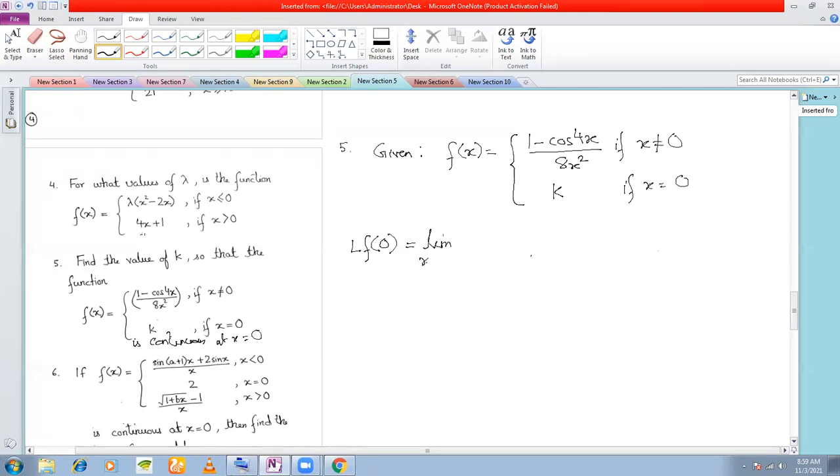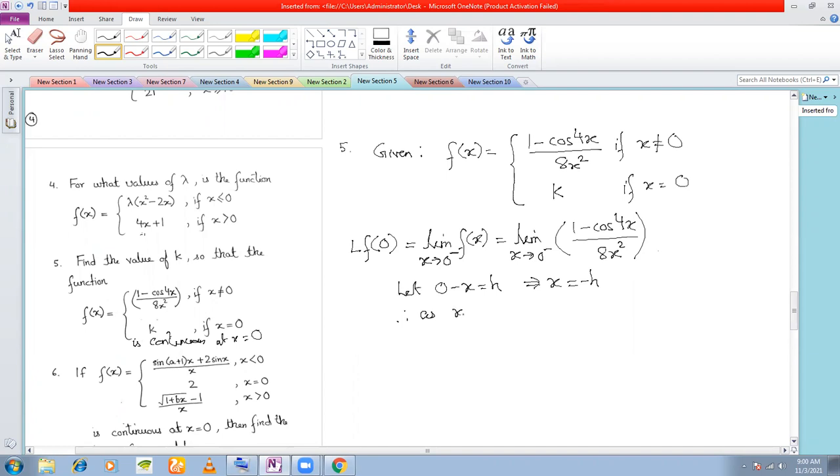So we find out the left hand limit at x is equal to 0. Limit x tends to 0 minus f(x). For values that are lesser than 0, the value of the function is 1 minus cos 4x divided by 8x squared. Now to evaluate this limit, we put 0 minus x is equal to h. We get x is equal to minus h. Therefore, as x tends to 0 minus, h tends to 0.